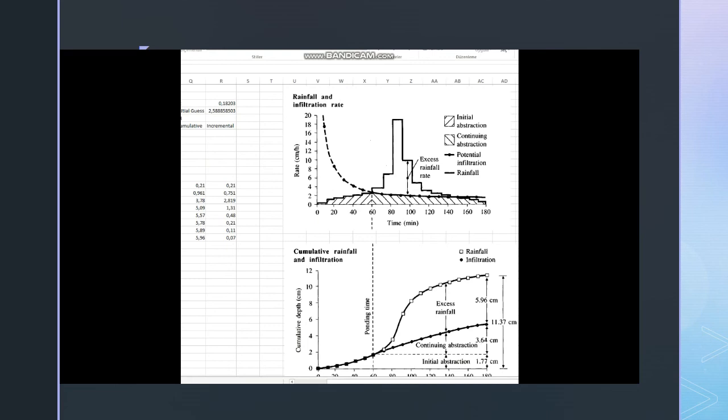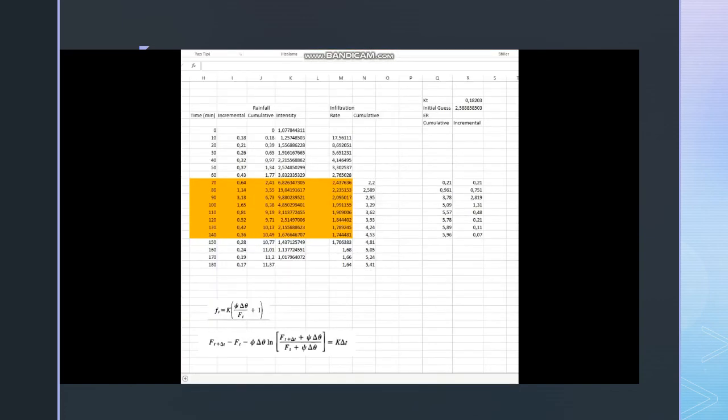And when we draw our cumulative rainfall and infiltration, as you see again, this is the rainfall, and this is the potential infiltration. So the difference is our excess rainfall. So this is shown as a graphical representation of all the information we drew here.